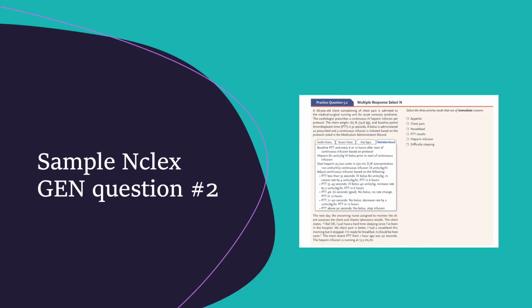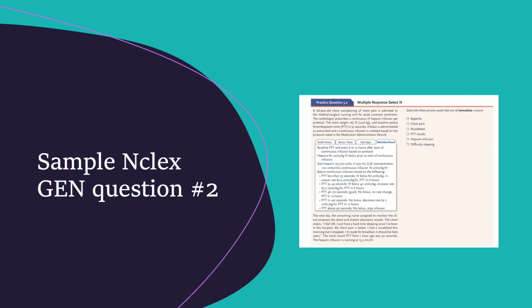All right, question number 2. It says that a 68-year-old female complaining of chest pain is admitted to the med-surg nursing unit for acute coronary syndrome. The cardiologist prescribes a continuous IV heparin infusion per protocol. The client weighs 165 pounds, which is 74.8 kilograms, and baseline PTT is 32 seconds. All right, so let's stop right here.